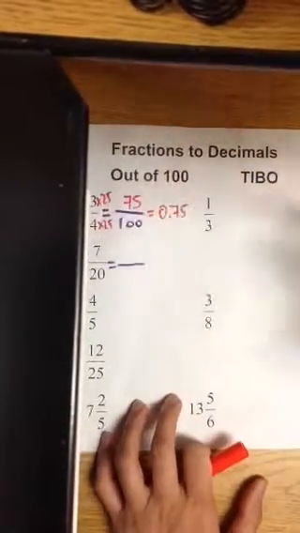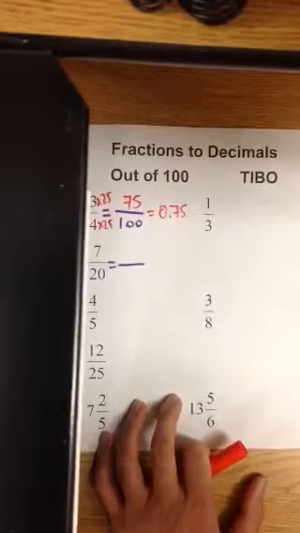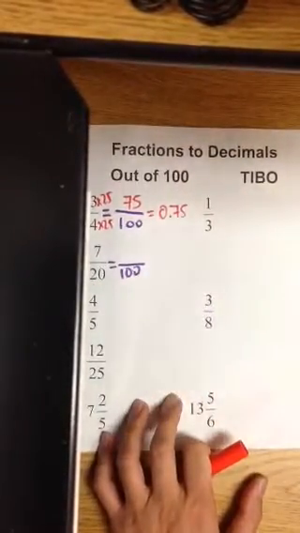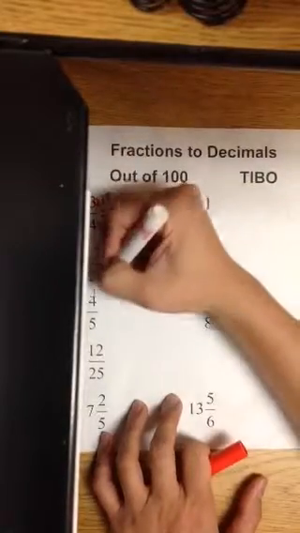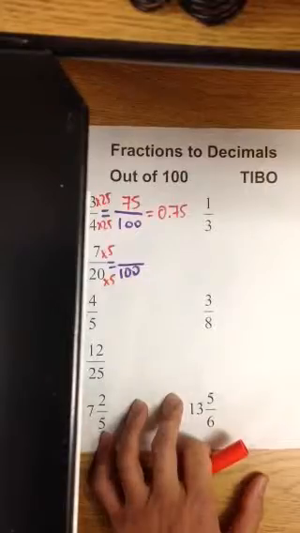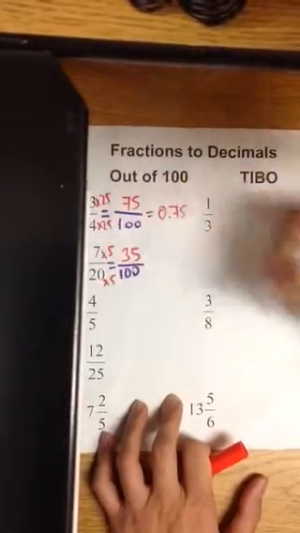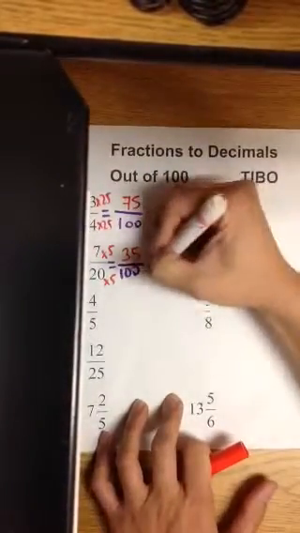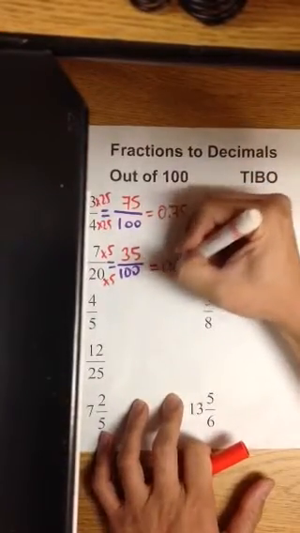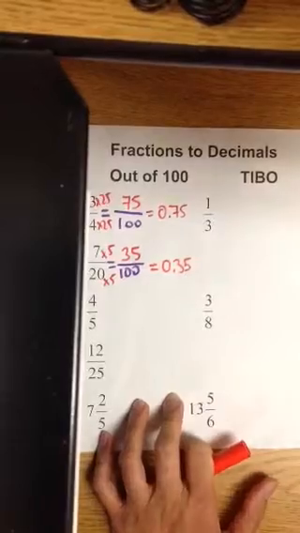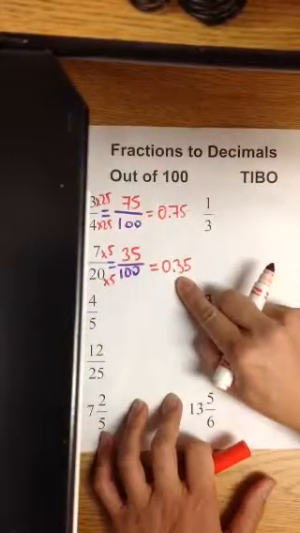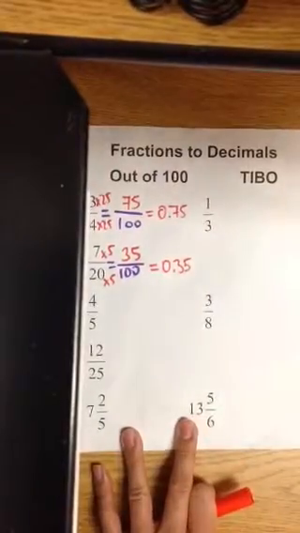7/20. What is 7/20 of a dollar? How many 20s go into 100 cents? 5 times. So you multiply by a scale factor of 5, and the numerator is 35 hundredths. How would you write 35 hundredths as a decimal? 0 and 35 hundredths. So 7/20 is equivalent to 0 and 35 hundredths. Let's look at the next example.